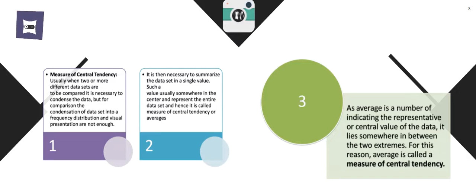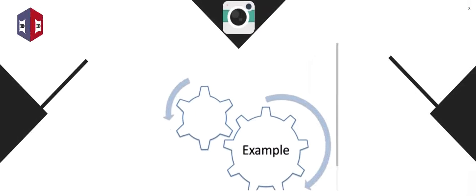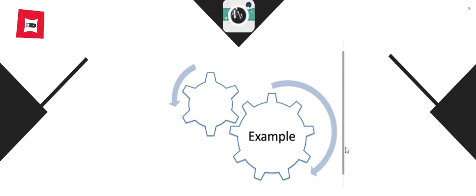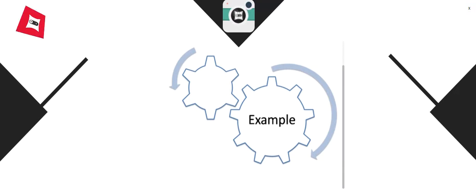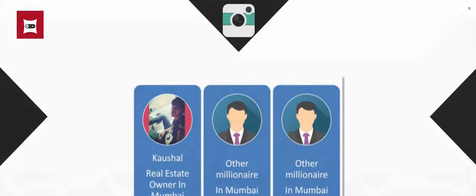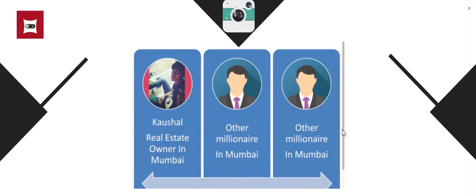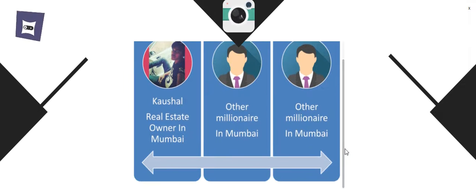So let's try to understand the measure of central tendency and the different types of measure of central tendency with the help of a real world example. So let's consider a real estate owner arbitrarily named Kaushal in Mumbai. So Kaushal is real estate owner and dealer in Mumbai, and there are many more millionaires real estate owners also present in Mumbai.